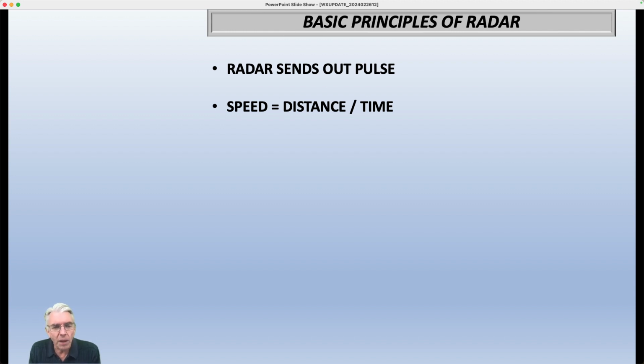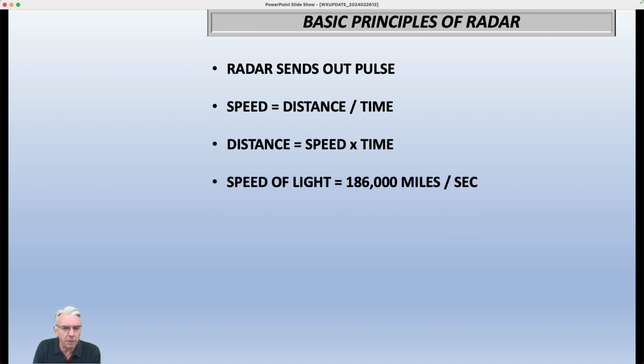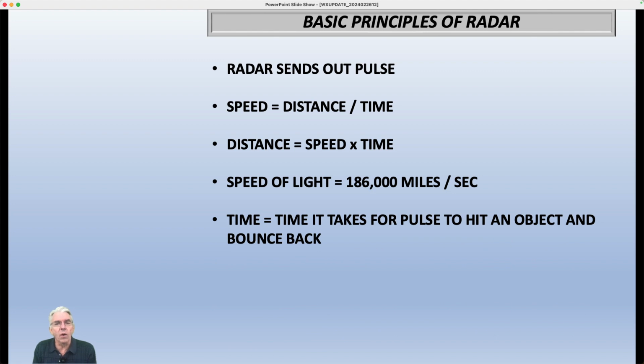Now, we know that speed is equal to the distance traveled divided by the time that we're looking at, okay? So if you multiply both sides of that equation by time, then you get distance is equal to speed times time. Well, we know how fast the pulse is traveling. It travels at the speed of light, which is 186,000 miles per second, pretty fast. And we also know how long it takes for the pulse to go out, hit a raindrop, or any object for that matter, and then bounce back and arrive at the radar site, okay? So we can measure how fast the pulse is traveling and how long it takes to go out, hit something, and bounce back.